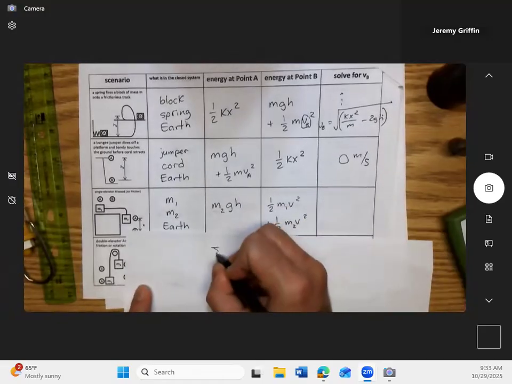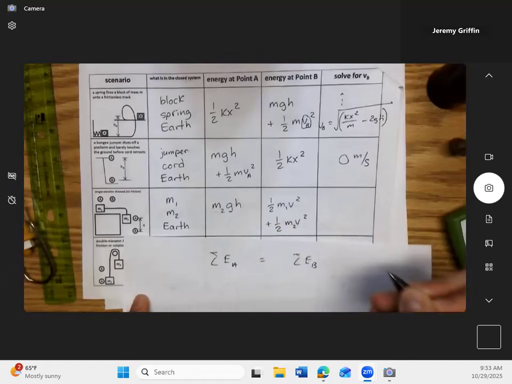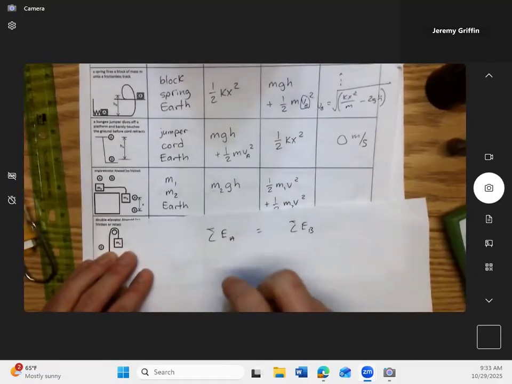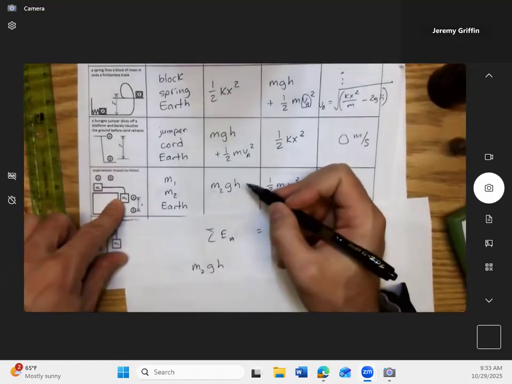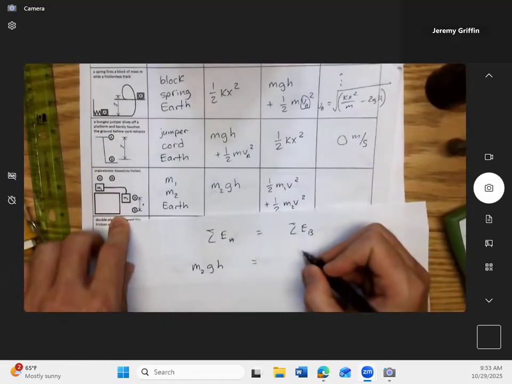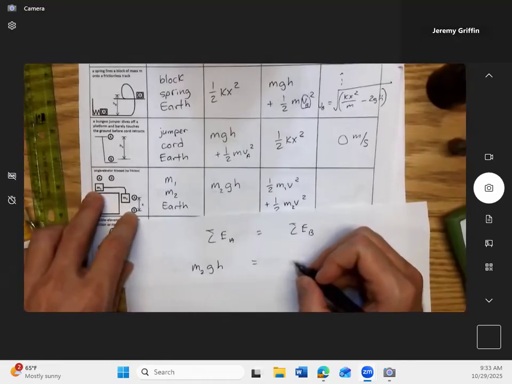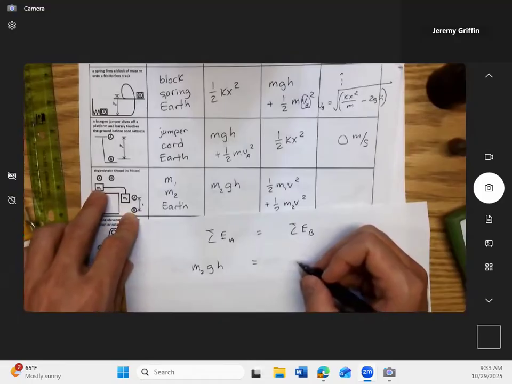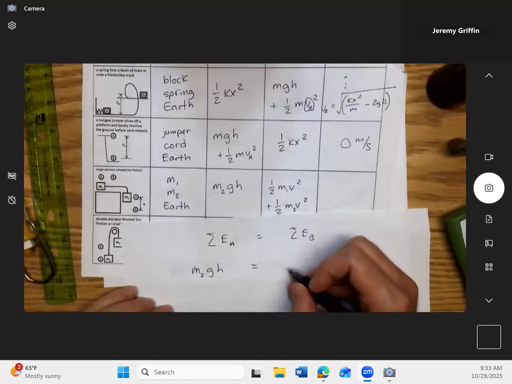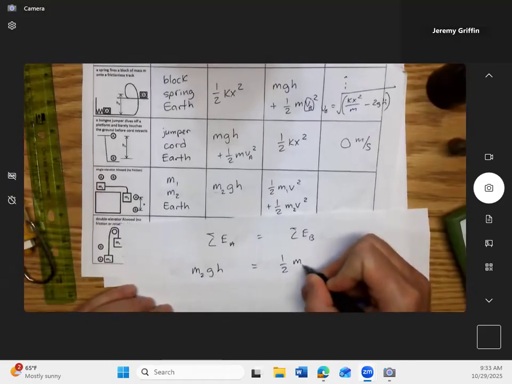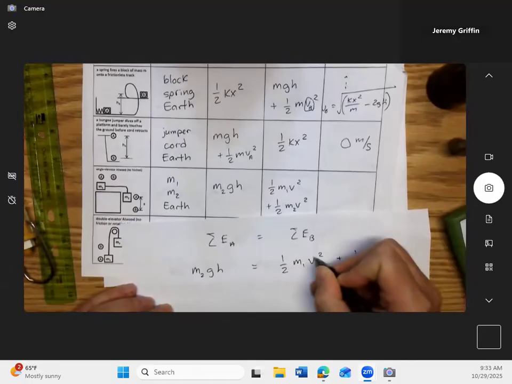So let's do sum of energy at point A is sum of energy at point B. At point A, I got M2GH, the fact that this M2 can fall. And by the time you get to point B, now that both these blocks are in motion, M2 is as low as it can go, it has no potential energy, and M1 up here never changes height, so I never even think about any MGH. So it goes to one half M1V squared plus one half M2V squared. We're solving for this V.